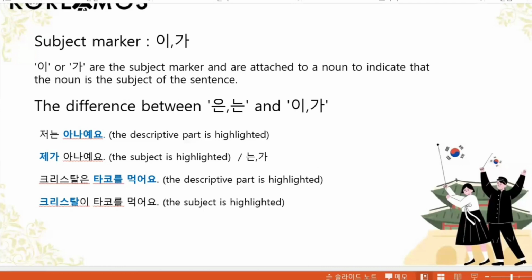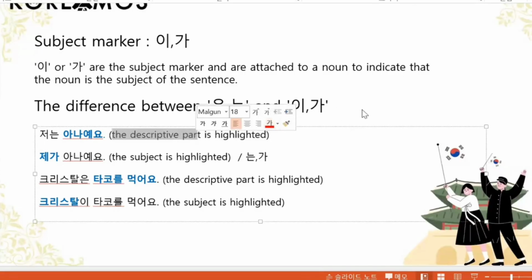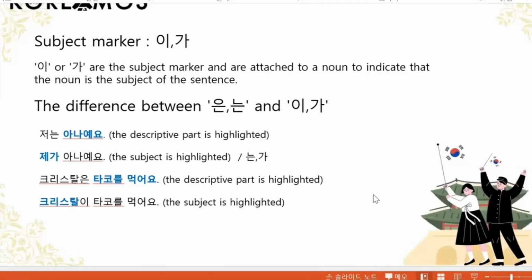But I want to say this is the main difference. There are more cases, for instance, when we compare something, we use 는, but now we're going to focus on the main principal difference. The principal difference is: with 은 or 는, we focus on the descriptive part, but with 이 or 가, we focus on the subject part.